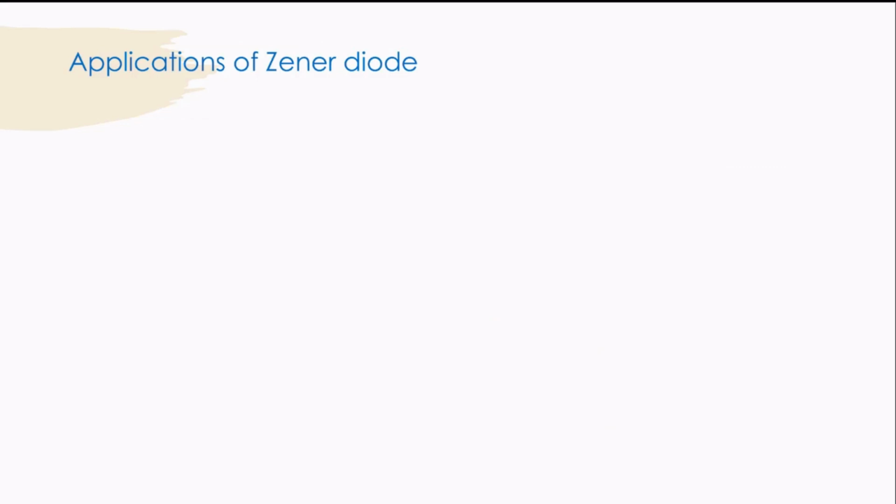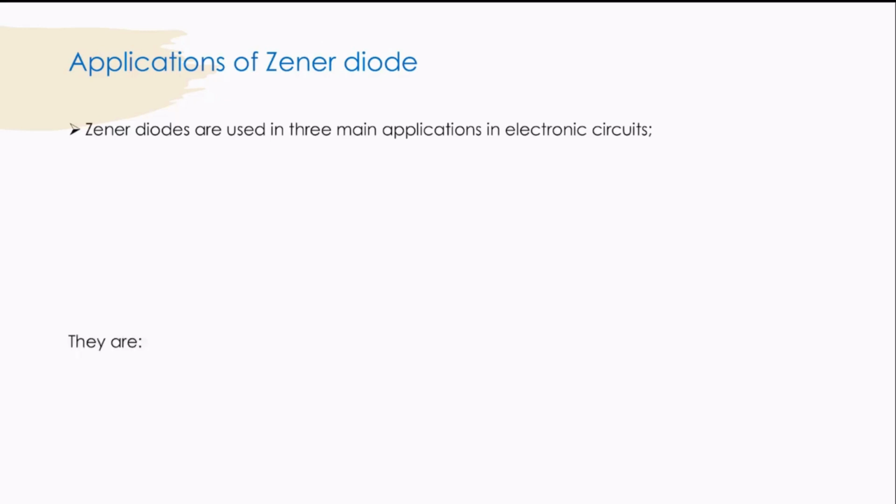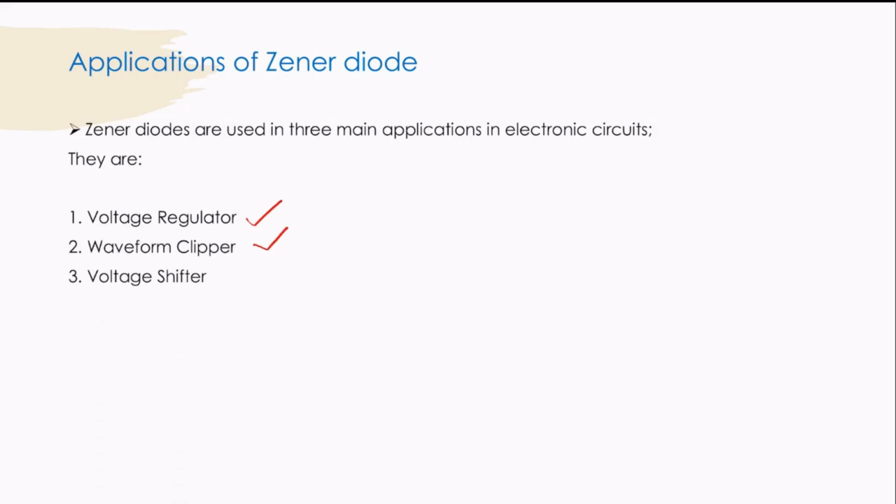Now let us see what are the applications of the Zener diode. Generally, the Zener diodes are used in three main applications in electronic circuits. They are: the Zener diode is used as a voltage regulator, as a waveform clipper, and as a voltage shifter. Now let us discuss one by one in detail.